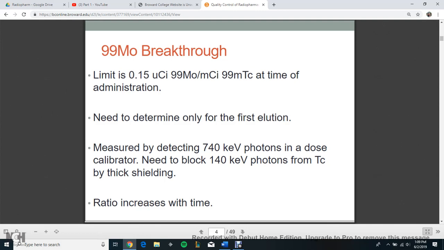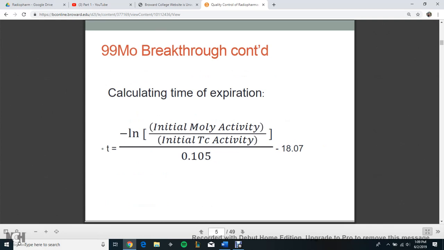Need to determine only for the first elution. It is measured by detecting 740 keV photons in a dose calibrator. You need to block out the 140 keV photons from Tech by thick shielding. Ratio increases with time. Calculating the time of exposure.